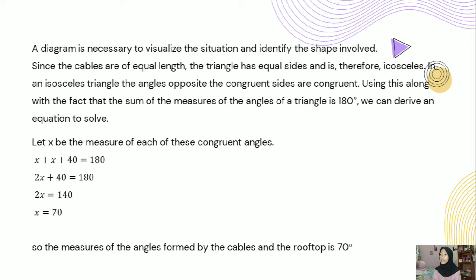Let x be the measure of each of these congruent angles. x plus x plus 40 equals 180. So 2x plus 40 equals 180. 2x equals 140. x equals 70. So the measure of the angle formed by the cable and the rooftop is 70 degrees.